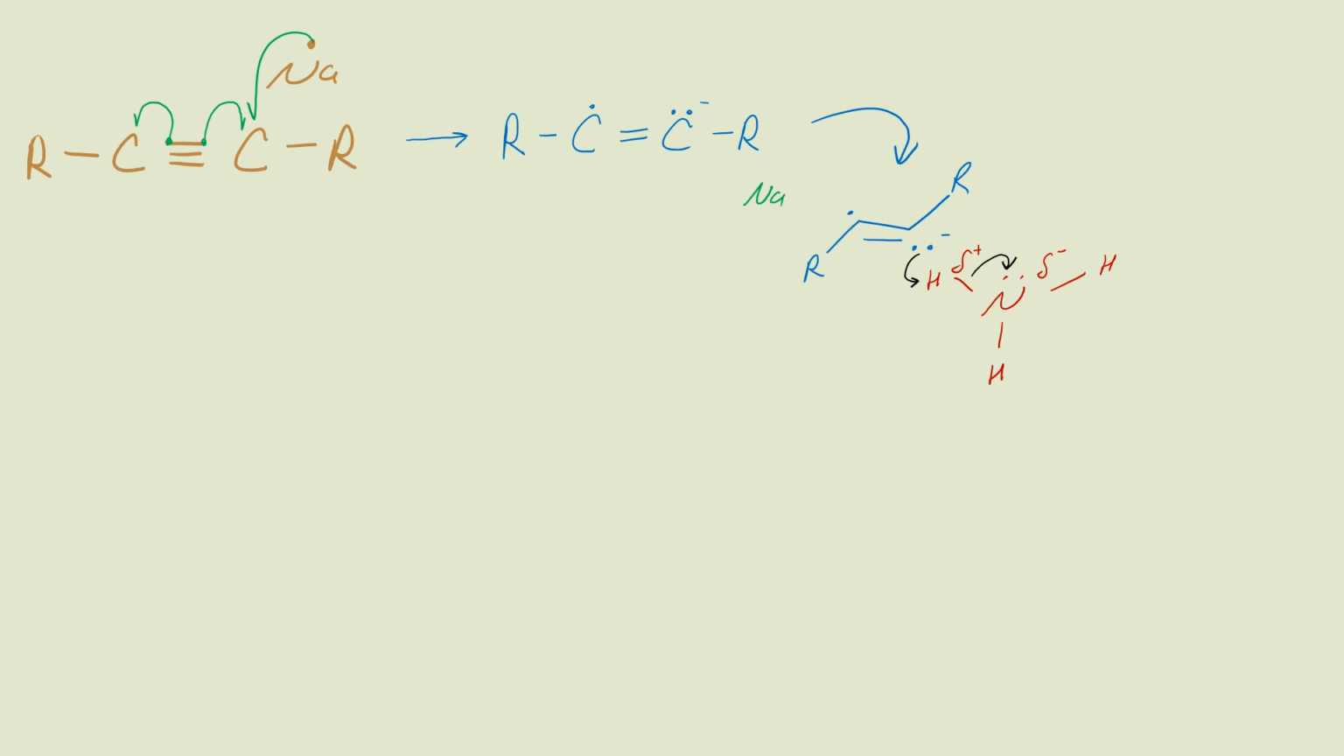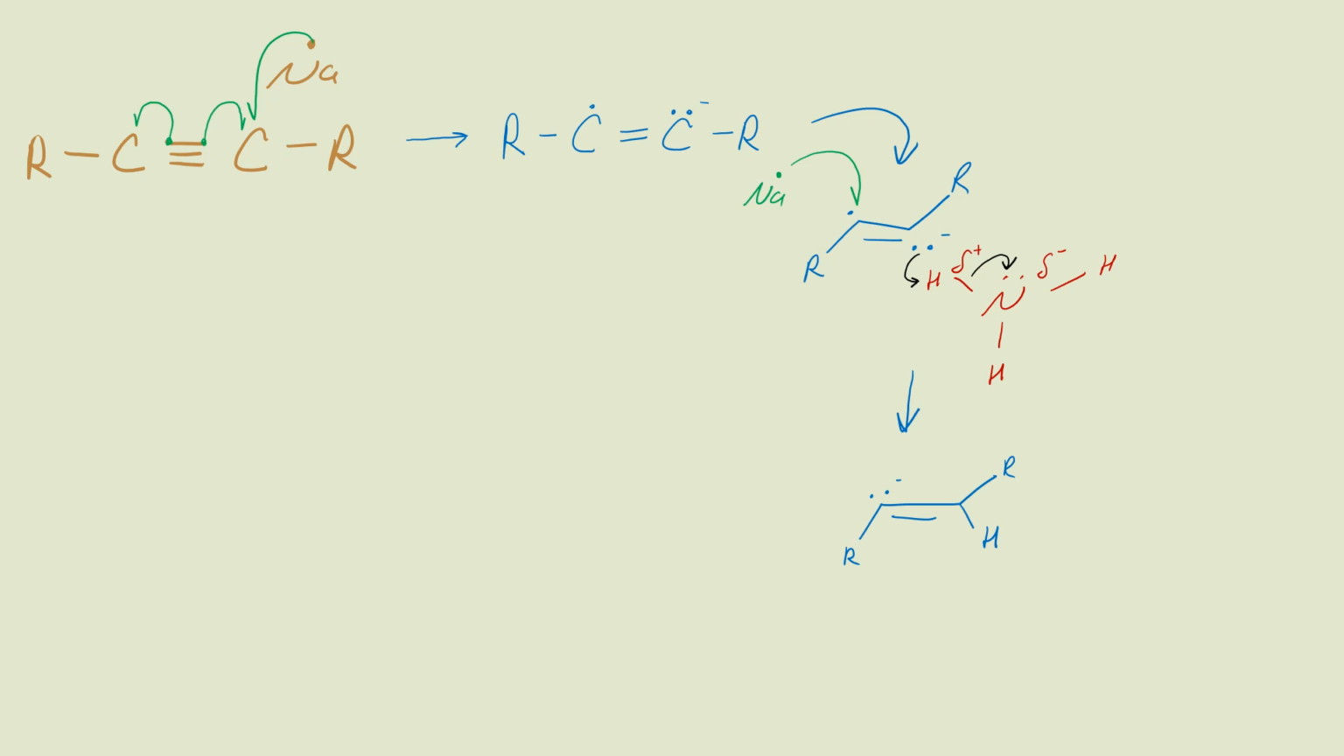So to take care of this radical over here, another sodium is going to come and give one of its electrons to it. So we now have a lone pair over here instead of just one electron, giving it a negative charge, and a hydrogen bond over here.